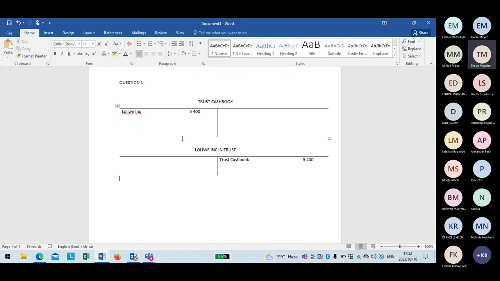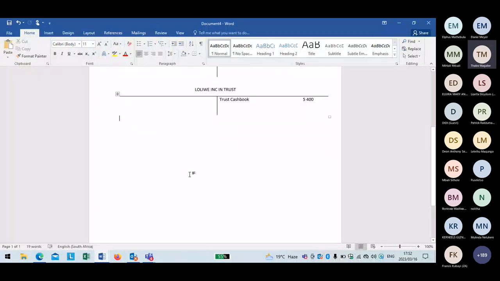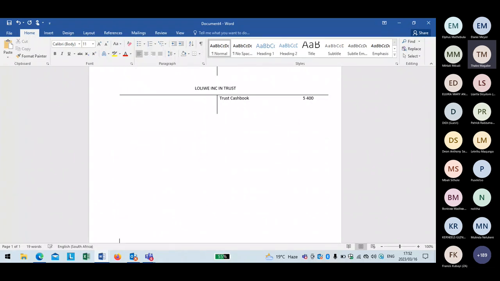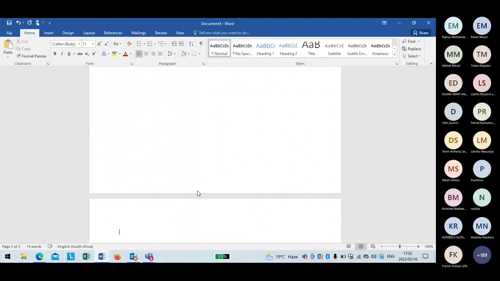Right. What do we do in our step number two? We open a trust journal. Check also, do you see that I am not mixing journals with ledgers? Do you see I'm going to a separate page for it?